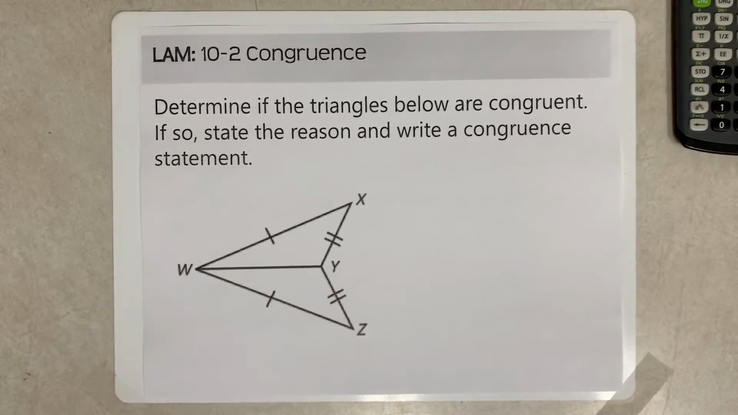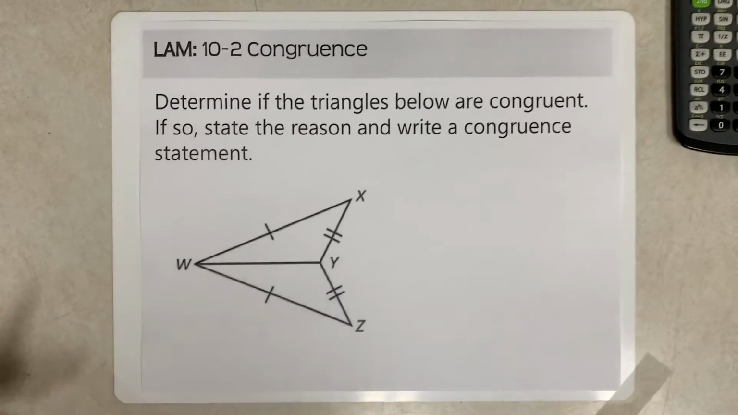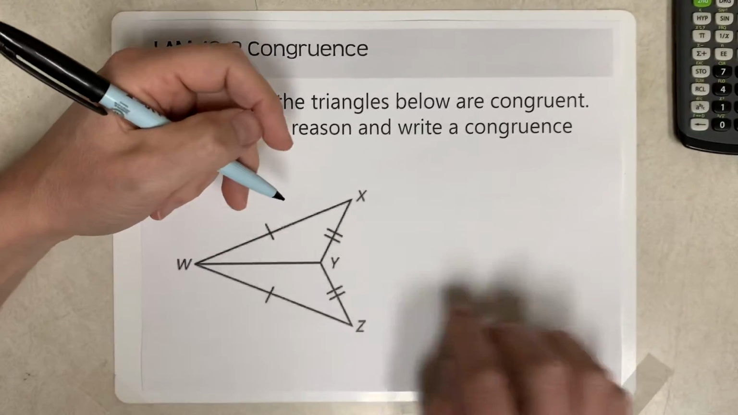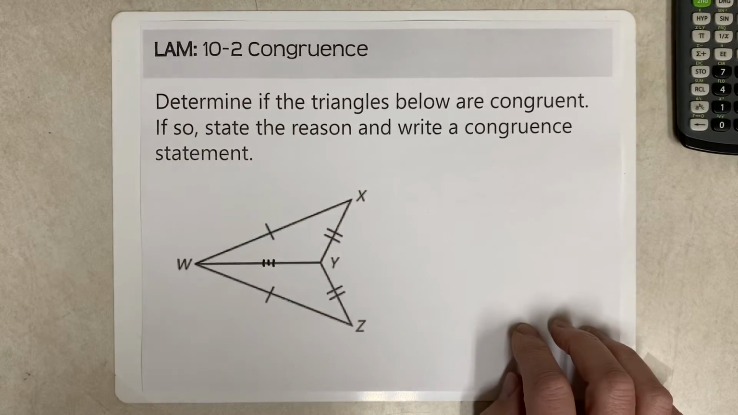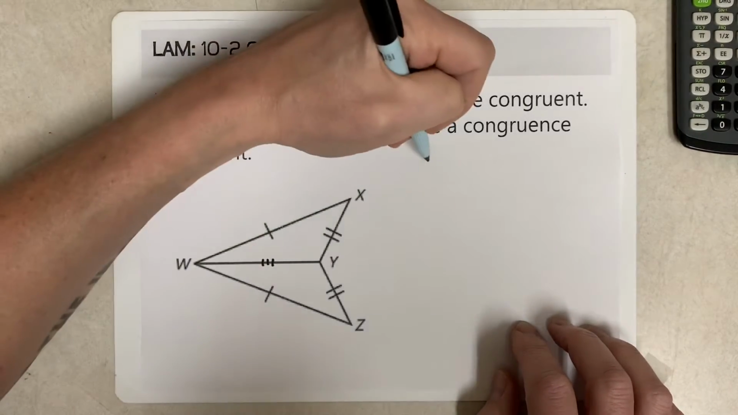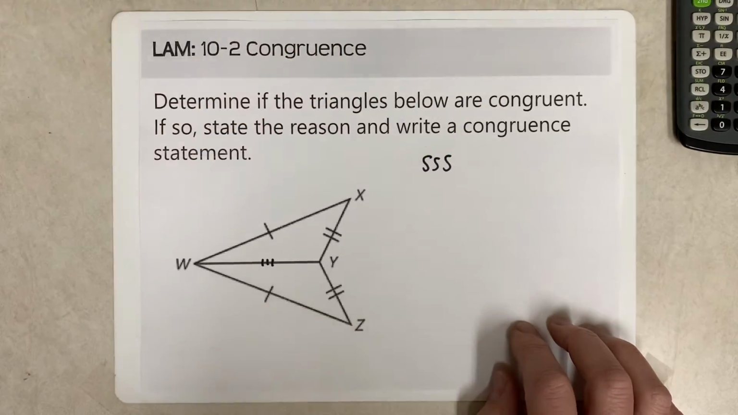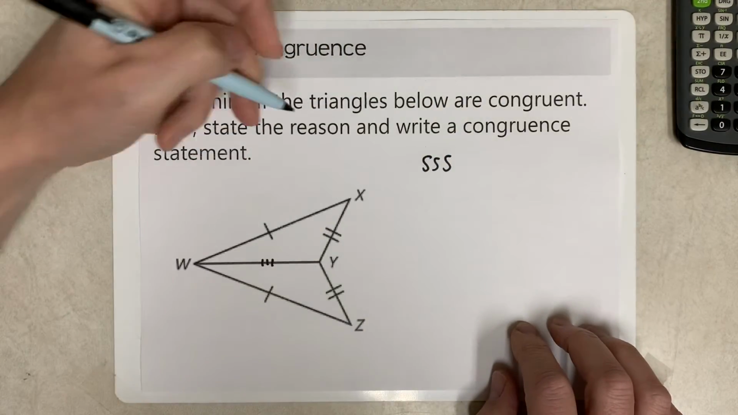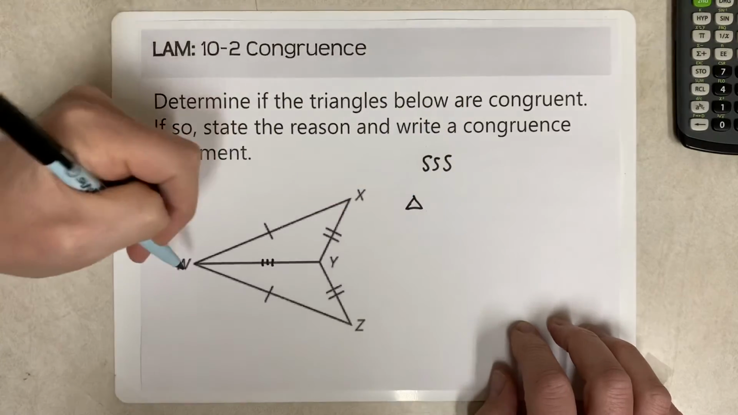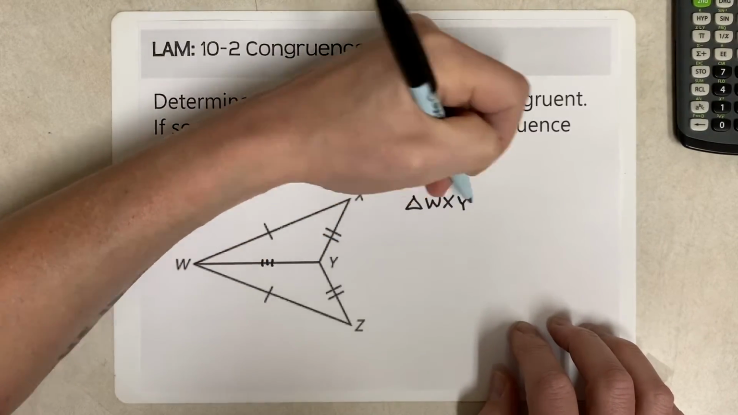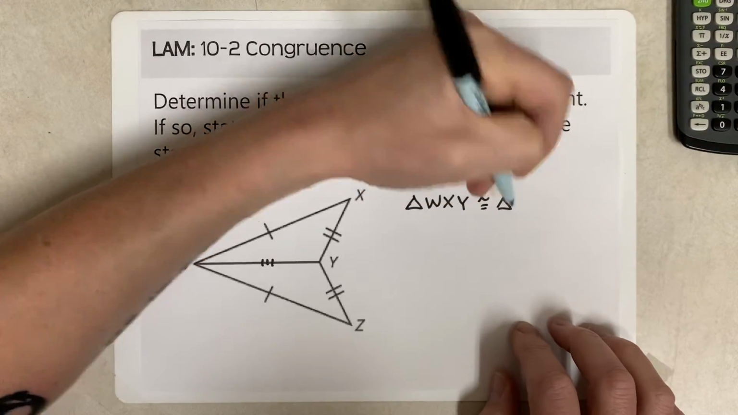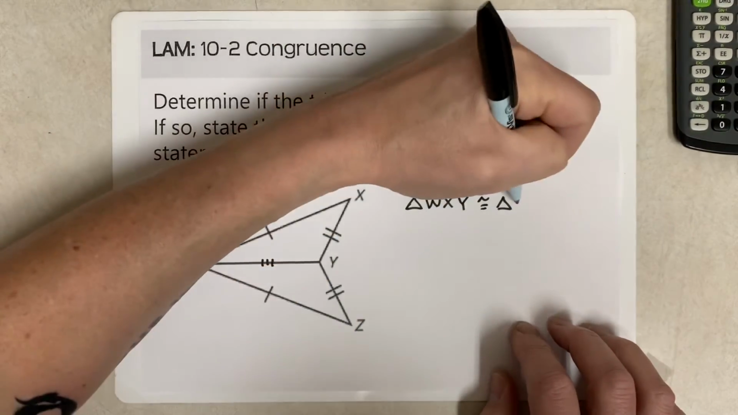Okay, here's another one. I'm just picking a bunch of different ones, but this one doesn't have any angles in it again, but it does have a shared side. So it's looking like this one is SSS. Okay, let's write our congruency statement. So I'm going to go with WXY congruent to triangle WZY.